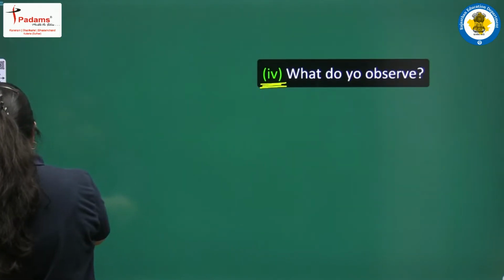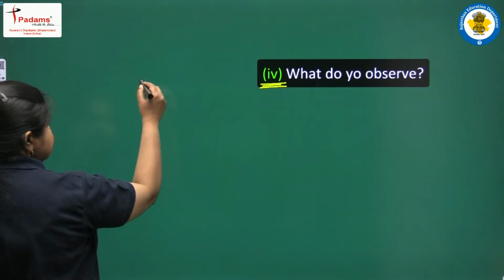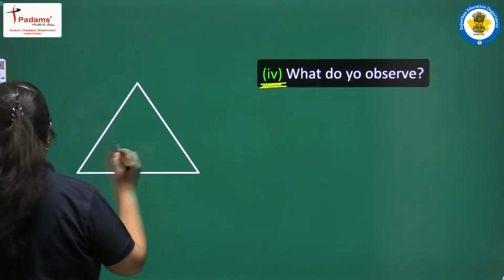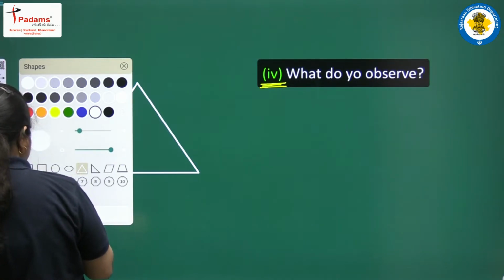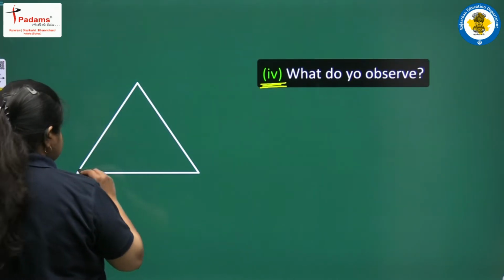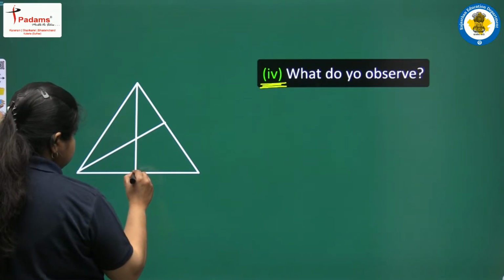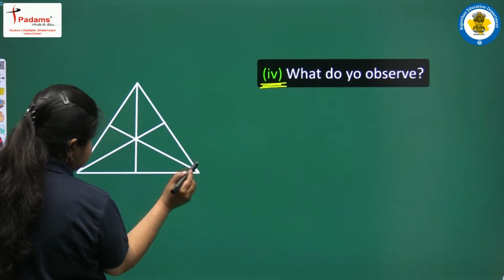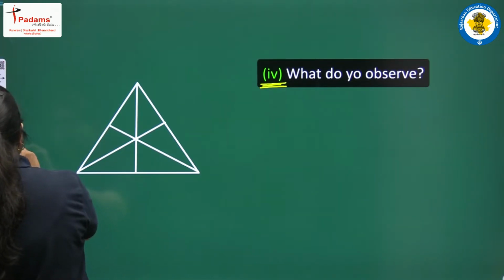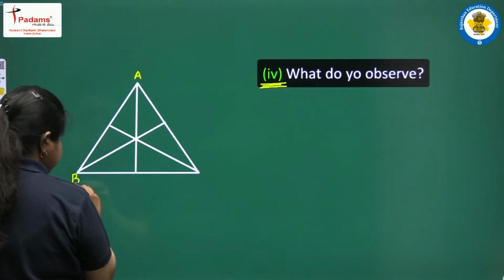First we draw one figure also. Yes, this is the triangle. Okay, and here we are drawing the 3 medians. Yes, this is one median, this is the other median, and this is the third median. In this way we have drawn the 3 medians A, B, C.